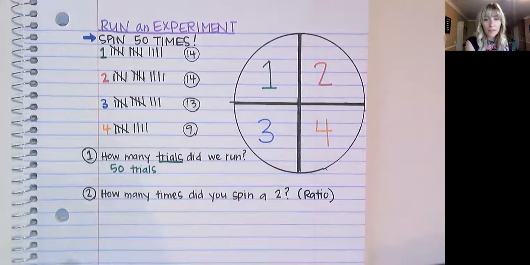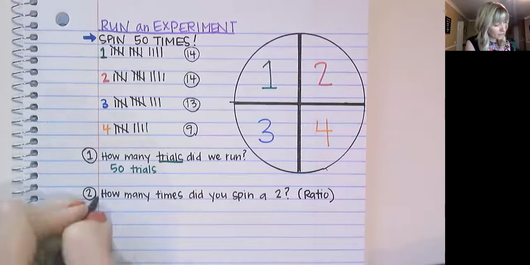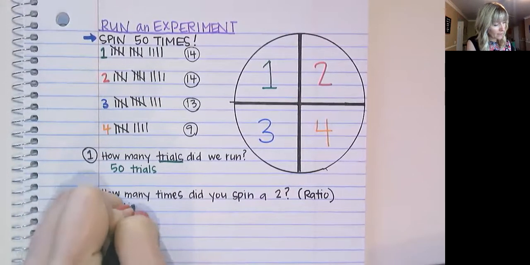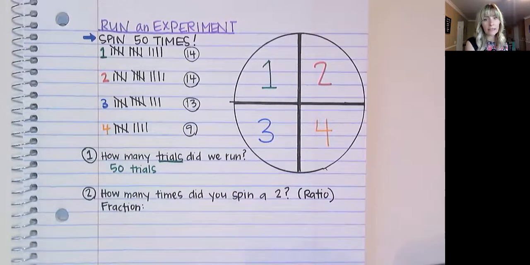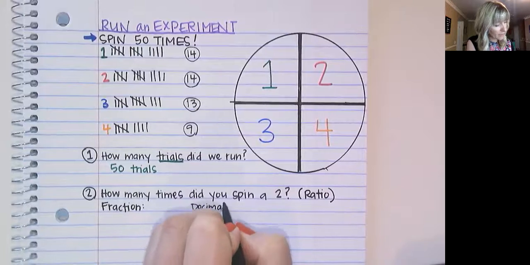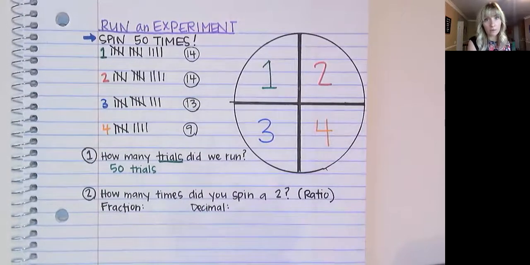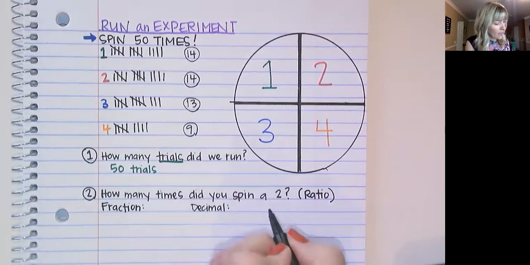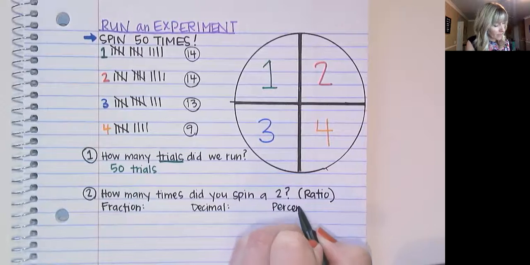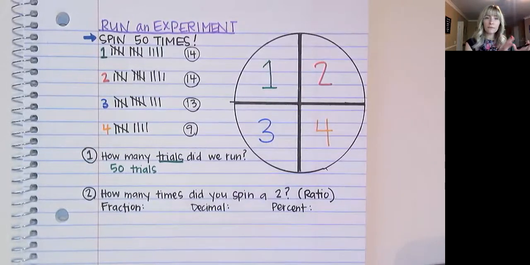So I want to know how many times did you spin a 2, and you guys are going to figure out for me, and I'll show you my results, but when I say a ratio, that means we can write it 3 different ways. We can write it as a fraction, and I can tell from looking at your probability stuff from last week that we need a little more practice and review to remember how this works. We start with a fraction, and then we move to a decimal, and then we can change it to a percent. And these will be a little different representation.